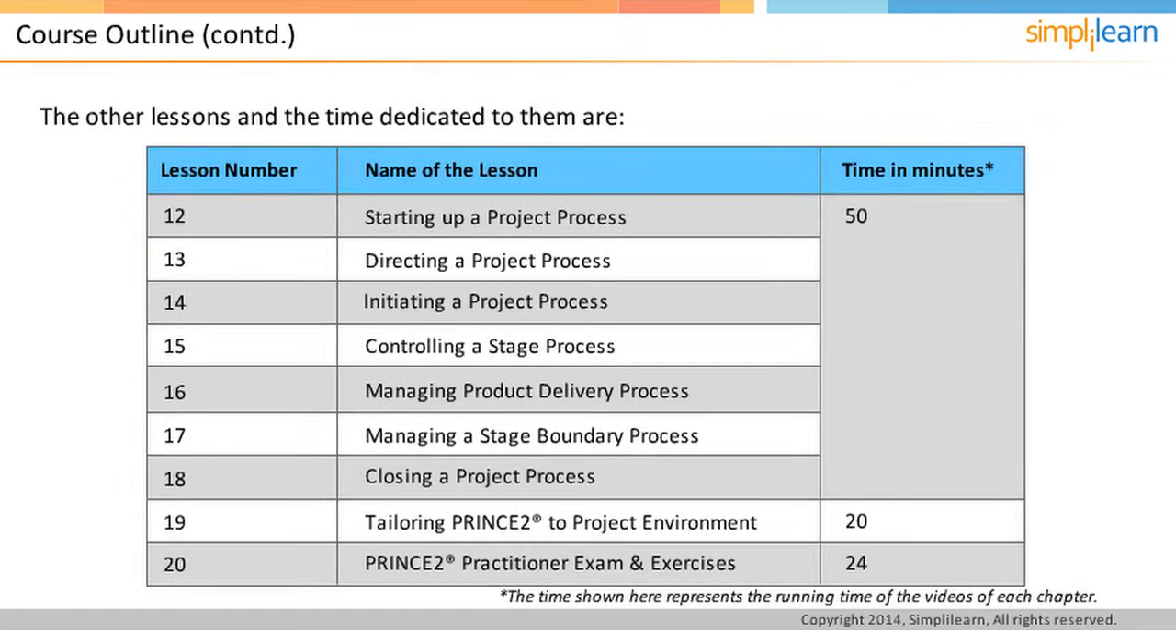As seen in the table on the screen, lessons 12 to 18 are where all the 7 processes are explained. Lesson 19, which is tailoring PRINCE2 to project environment, describes the need of tailoring of PRINCE2 methodology in various project environments. Please note that PRINCE2 exam is based on PRINCE2 manual published by TSO. Our lessons correspond to the lessons in PRINCE2 manual. That is to say, PRINCE2 manual also has 19 lessons. An extra lesson has been added in the course which gives us guidelines on PRINCE2 Practitioner exam.